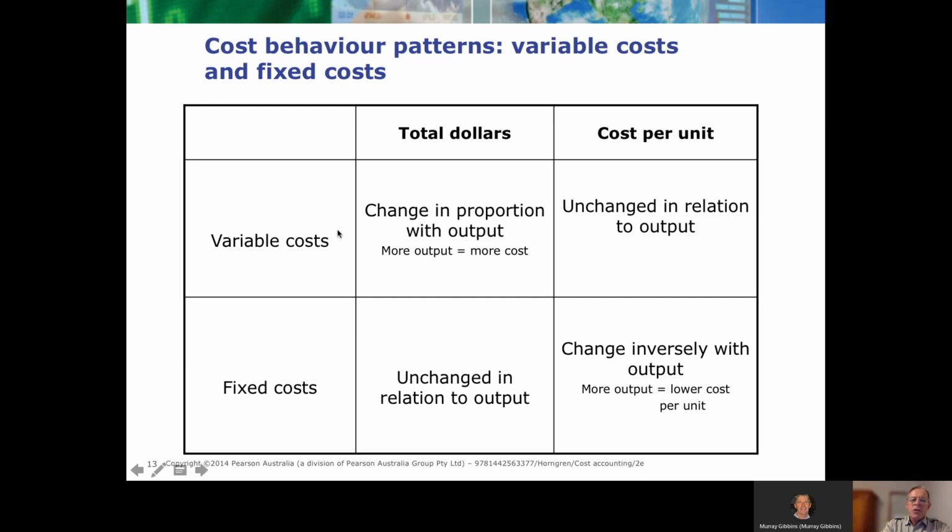So this table is just summarising that for us, that in total, variable costs will increase, whereas in total, fixed costs won't, they'll stay the same. But what about cost per unit? Variable costs won't change per unit, yet fixed costs per unit will drop the more we produce.